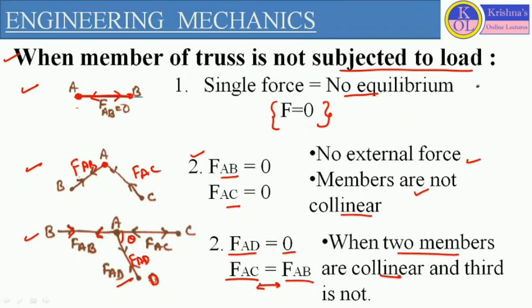So here you have to remember these three conditions. These are very important conditions. You can use these conditions while solving numericals of trusses and frames. So this is all about the different analytical methods, method of joints and method of section, to solve numericals or problems related to trusses and frames.